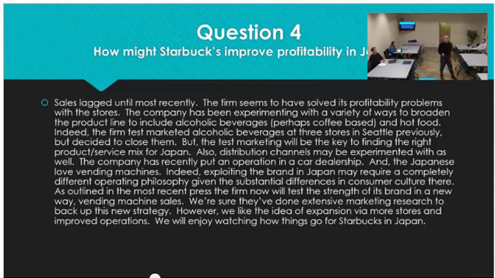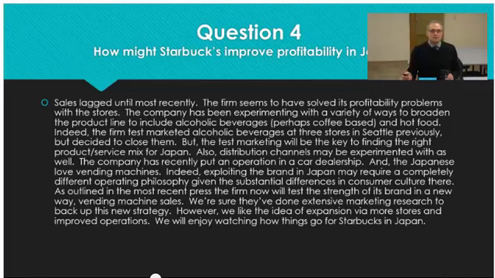What else? Distribution channels may be experimented with. They actually put a joint venture in a car dealership, Starbucks in a car dealership. Vending machines, because the Japanese love vending machines. All right. So the book is saying they're sure that they did some extensive marketing research, but you still have to be willing to adapt and make changes depending on what's going on.